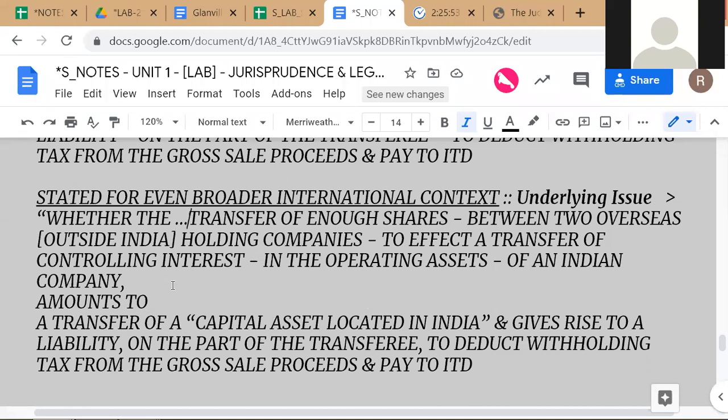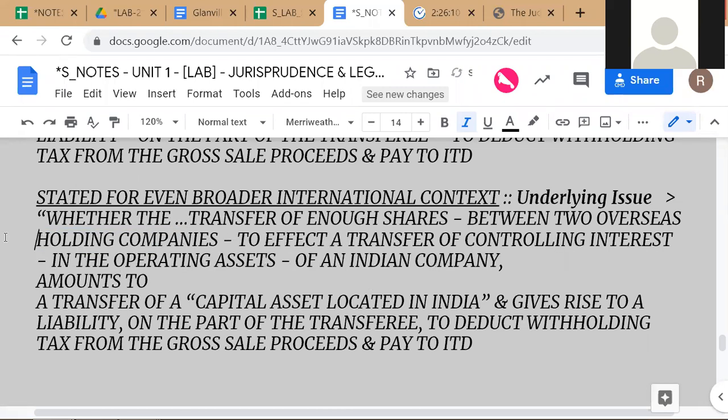So the underlying issue here is whether the transfer of shares between two, do you understand the transaction, transfer of the operating asset. Now we won't write "Indian" of this company. We'll write transfer of shares between two overseas holding companies to effect the transfer of controlling interest of, let's call it, a local company. Local is a general term, so if it's a UK tax matter, then local will be UK. If it's an Australian tax matter, local will be Australia. Overseas holding company, that is.